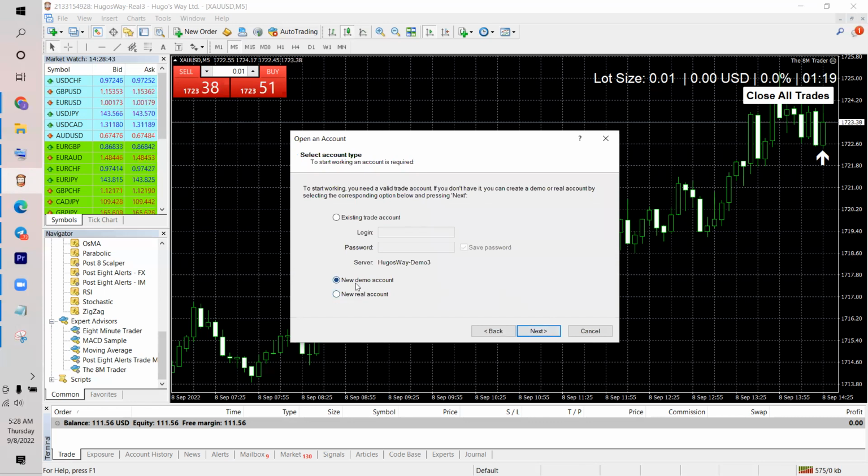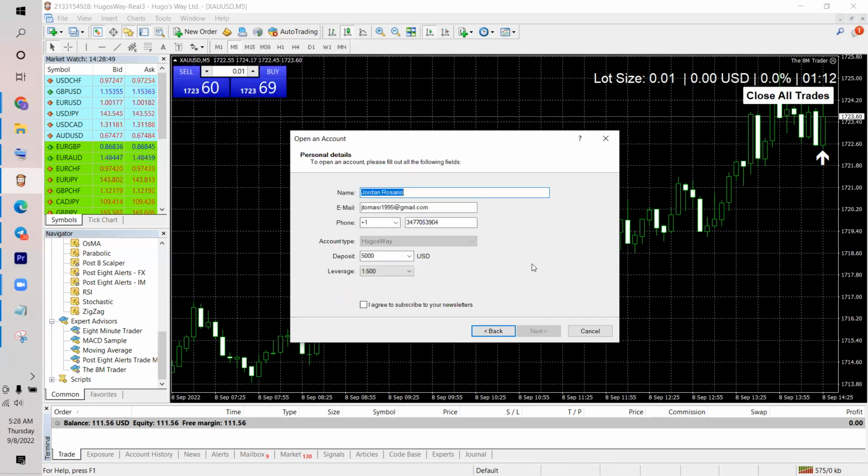We would make sure that new demo account is circled, just as so, like that. And click next. And then you would put your information such as name, email, phone number, amount of money you want deposited. Leverage will stay the same, 1 to 500. That's the one that would allow you. And we'll get into leverage and how that's all important in just a moment. But then we click on next, and we would go ahead and have our account created.